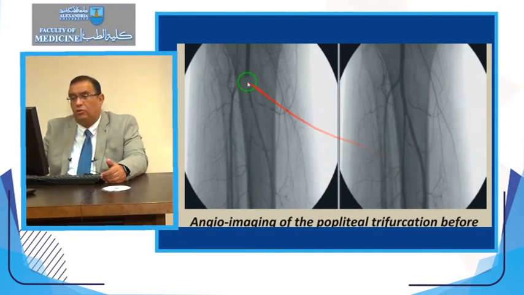Here is the angio showing the pre-operative picture, with complete occlusion and a sharp cut-off of the vessels, and here, after revascularization by balloon embolectomy, there is complete restoration of the flow, and here is the difference. Here is the occlusion, and here are the normal vessels.